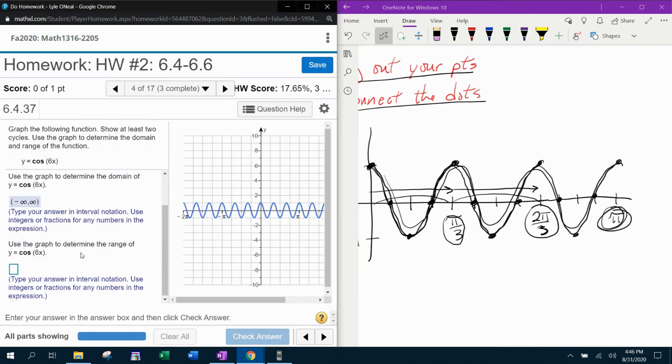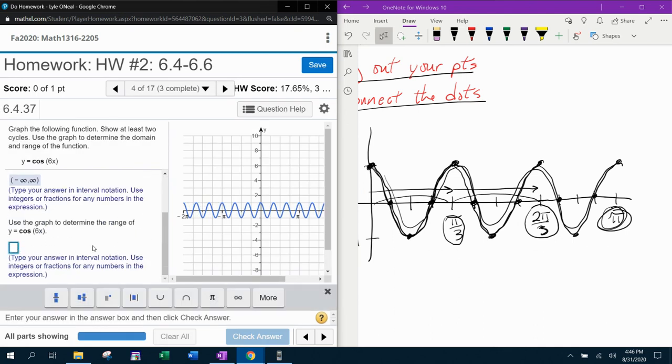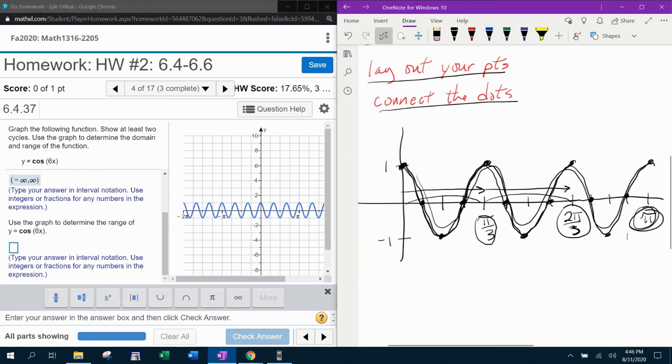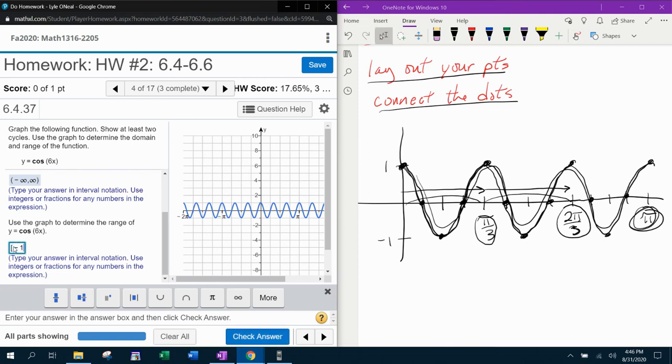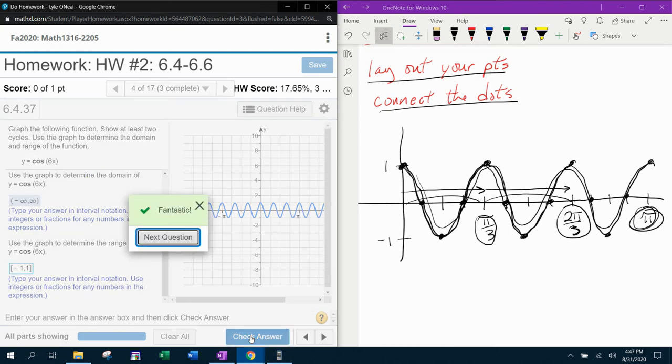And the last thing they want is the range, and that is the range of the values that y can be. And notice that the lowest that y can be is -1, and the highest that y can be is 1. The graph is going to be contained between -1 and 1. And do you know why I'm using brackets? It's because those points are included. You actually get to touch at 1 and -1, so we need the brackets because those are included.